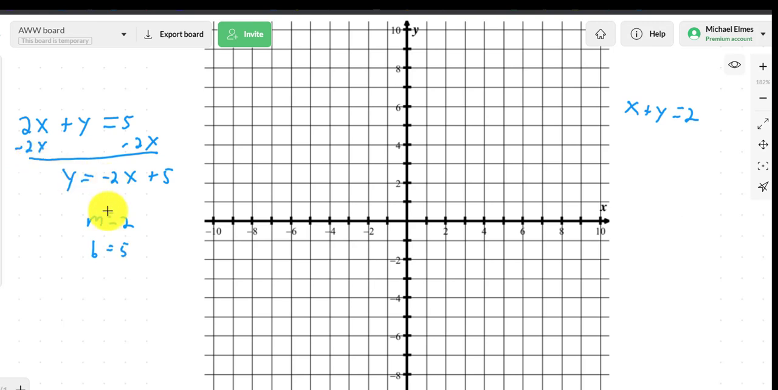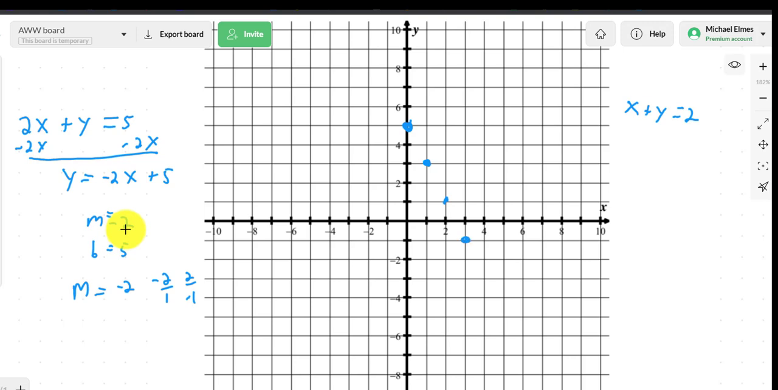All right, so my b is 5, so here's my point at 5, and my m was negative 2. So if m equals negative 2, you could write that as negative 2 over 1 or 2 over negative 1. So in the first case, we would go down 2 and to the right 1, down 2 to the right 1.